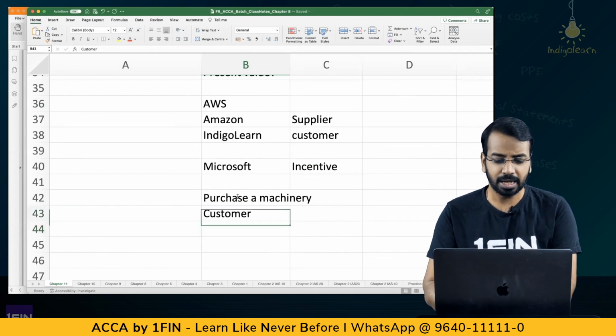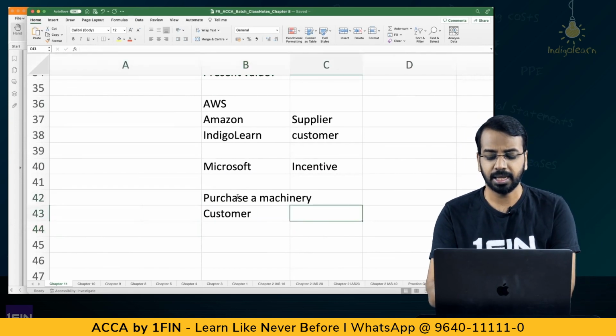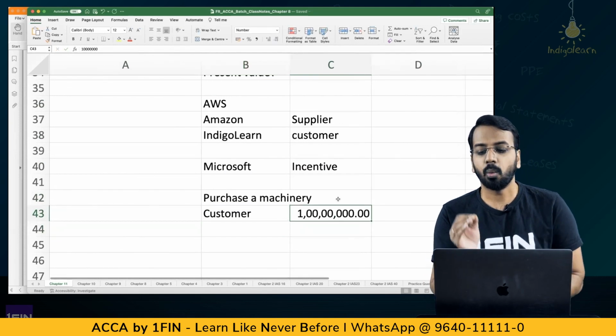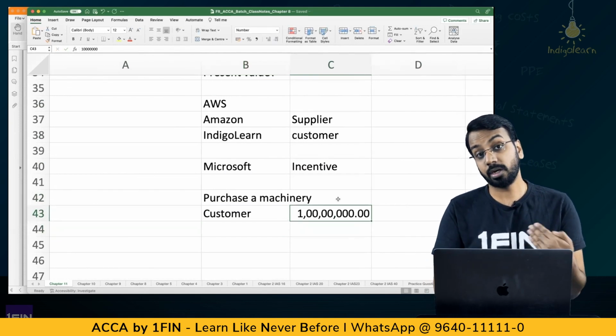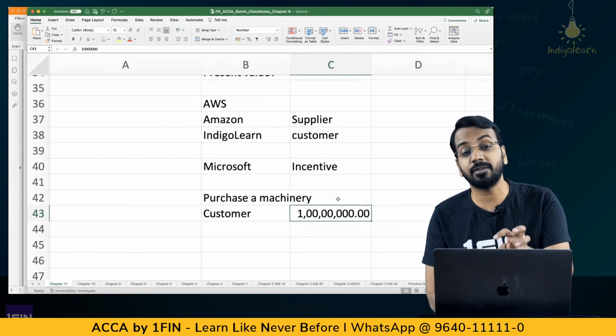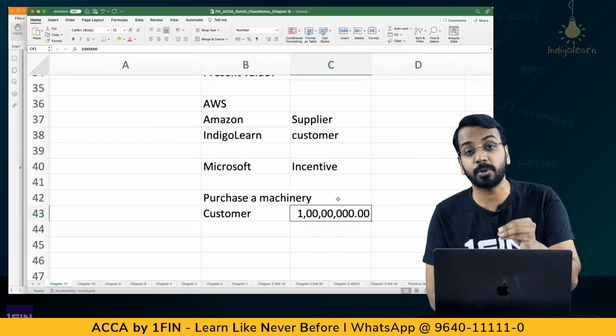Say, for example, I want to purchase a machinery. I am a customer and I have to pay, let us say, 1 crore. Okay, 1 crore is payable. Now, paying 1 crore is fine, but I'm not sure what is the quality of the machine. What if the quality of the machine is bad? What if I don't get proper production?